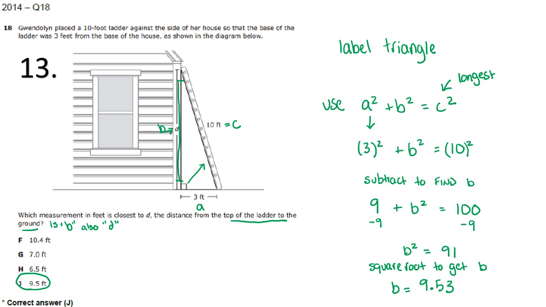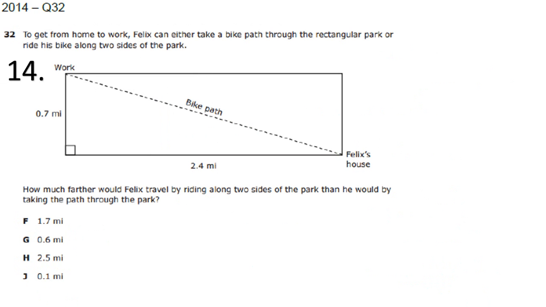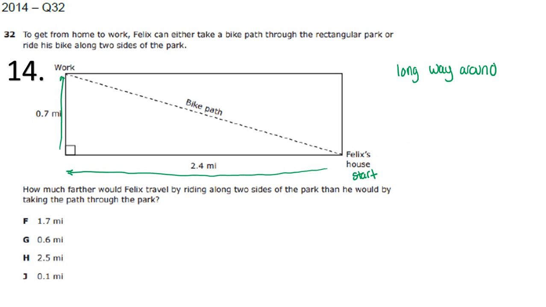Okay, 2 questions left. Okay, if you read number 14, it's talking about Felix trying to get to work. And he actually has 2 paths he could take. He starts here, no matter which path he takes, and he could walk this way, and then this way. So let's call this the long way around. And to find that, you just add these together.